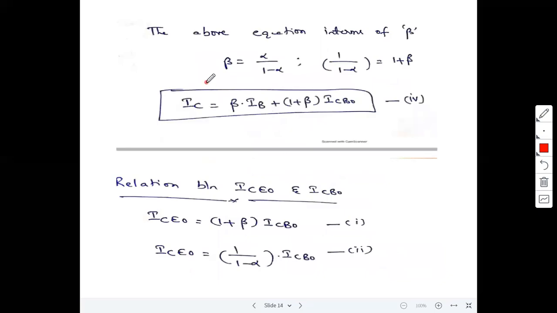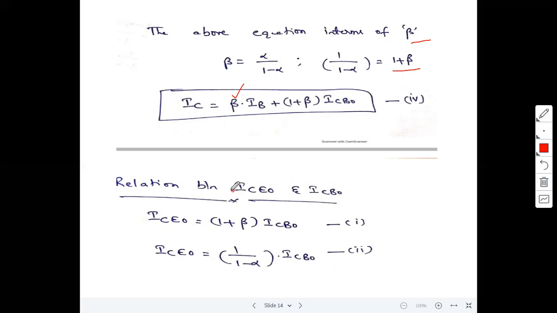Now, same as the previous expression, in terms of beta, right? Alpha by 1 minus alpha is equal to beta. 1 by 1 minus alpha is equal to 1 plus beta. Now the collector current expression changes. Collector current expression in terms of beta and ICBO: IC is equal to beta into IB plus 1 plus beta into ICBO.